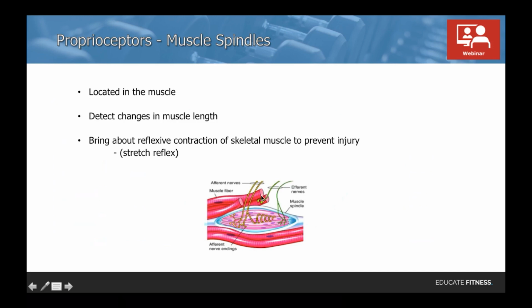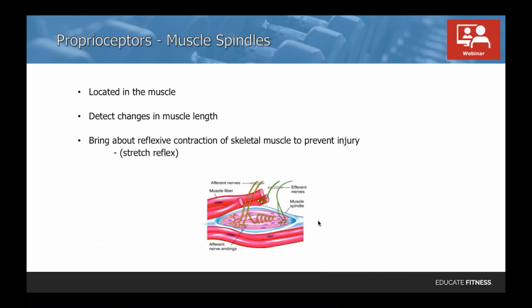If you look at the picture here, it runs alongside the muscle fibers. The pinky red tubes are muscle fibers, and the blue, what we see here, is the muscle spindle. What does a muscle spindle do? It detects changes in muscle length, and then it brings about a contraction automatically to prevent injury.